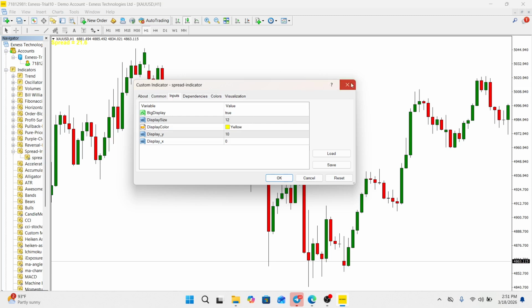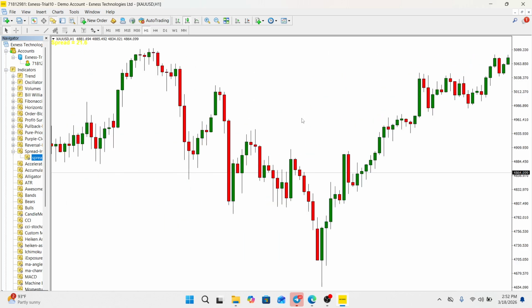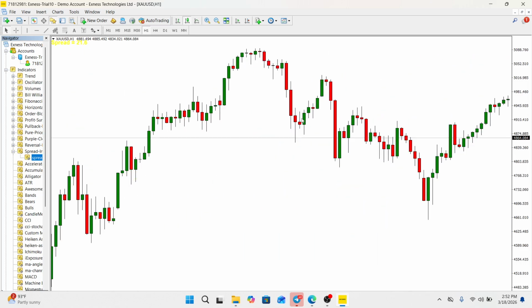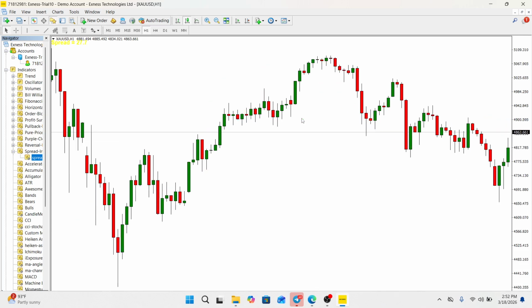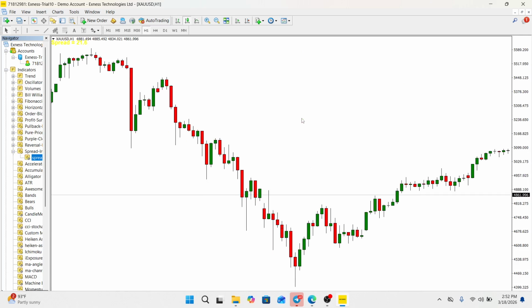cluttering the chart. As for who it is for, the indicator is useful for any trader who wants to stay aware of real-time trading costs, especially scalpers and intraday traders who are more sensitive to spread changes. It is purely an informational and visual tool. It does not execute trades or manage positions, and it does not predict spread movements.